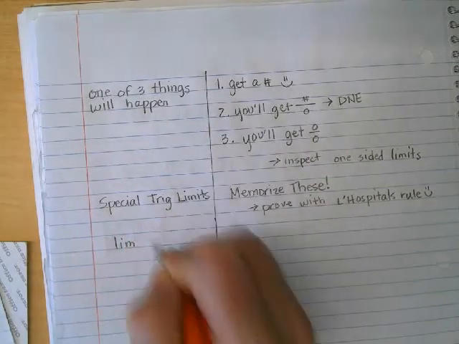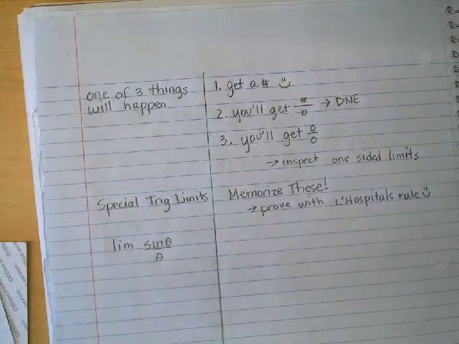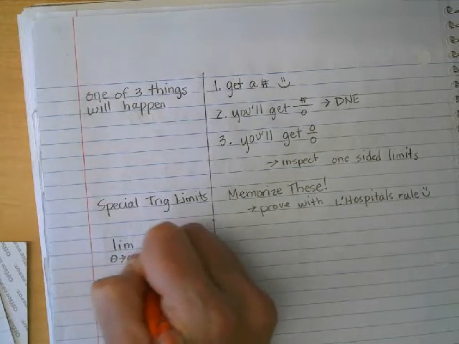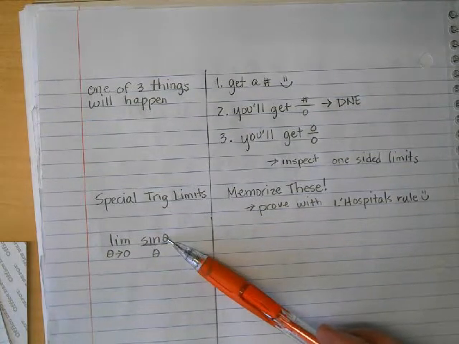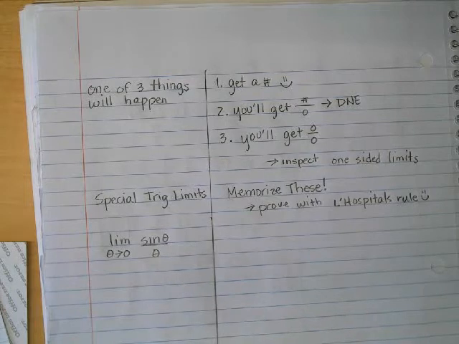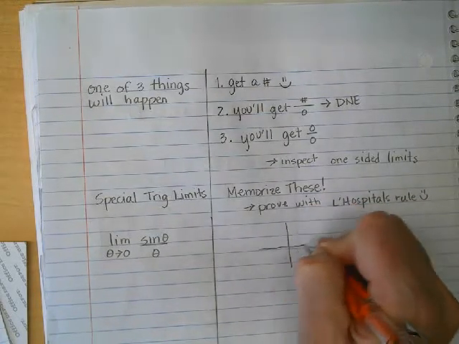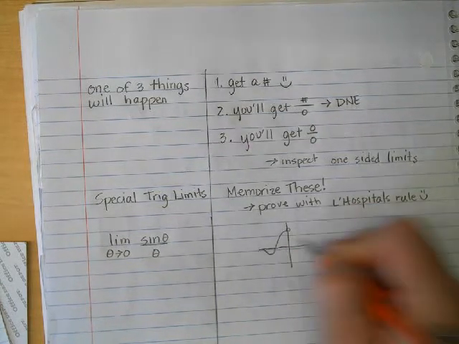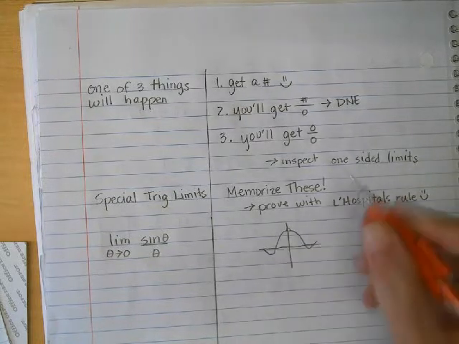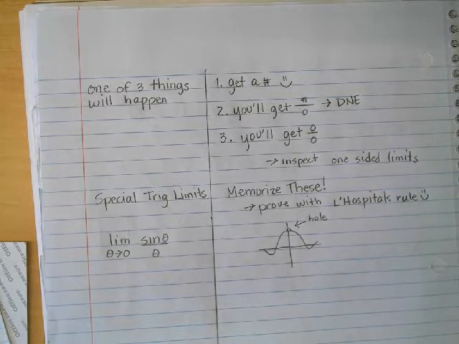Okay, so one that's super important is the sine of theta over theta as theta approaches 0. Well, if we did direct substitution, the sine of 0 is 0, and then 0 over 0 would be that indeterminate form. We would have something much later on that we can prove it. But for now, what I want you to note is that there's a hole in the graph right here, and it kind of looks something like that.